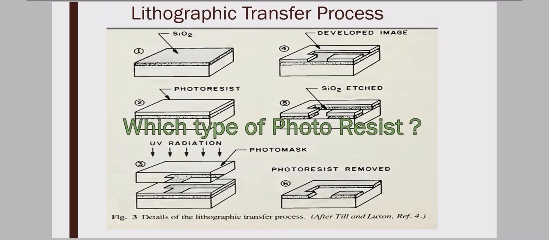So this is one question in this diagram, in this picture: which type of photoresist have we used, so that some portion which is exposed to UV radiation has been removed and some part of it has been retained? So which type of photoresist is it? This is a sort of quiz question from this slide.